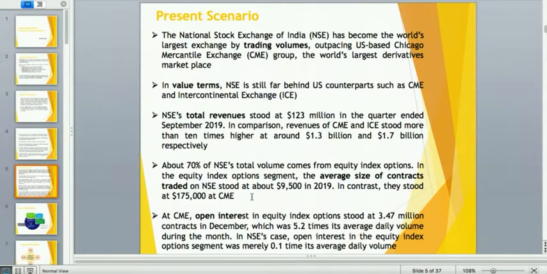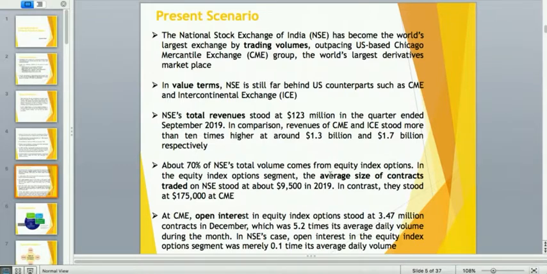If you look at this point here, we're talking about the average size of contracts that are traded. So about 70% of NSE's total volumes come from equity index options, right? So a lot of participants that I just mentioned, the FPIs, the domestic institutional investors, and other people, are more inclined towards equity index options, and we do not have, as we call them, the complex derivatives. We don't have exotic options and synthetic futures and options, basically complex derivative types. So a major proportion is towards equity index options, which are by far the simplest, I would say.